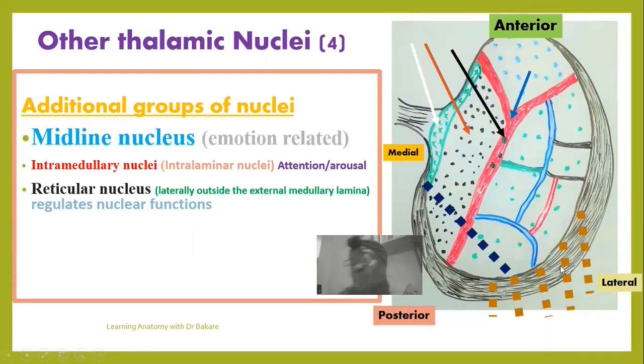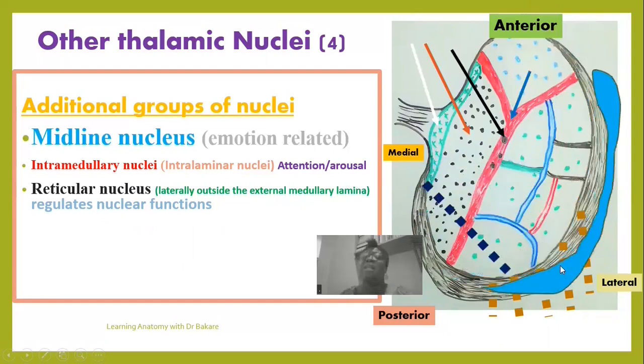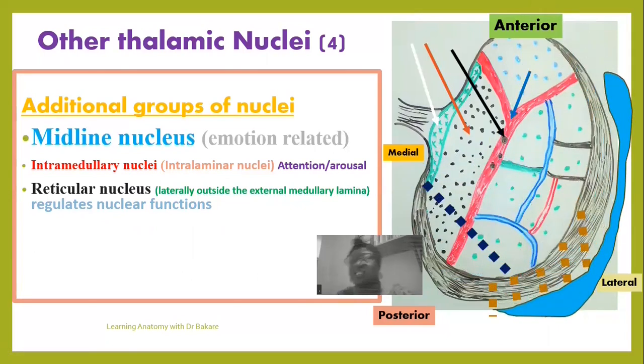Outside the external medullary lamina is where we have the placement of the reticular nucleus. This reticular nucleus is what is highlighted here in blue. And you see it's located outside the space where we have the external medullary lamina. What they do basically is to regulate neural function.